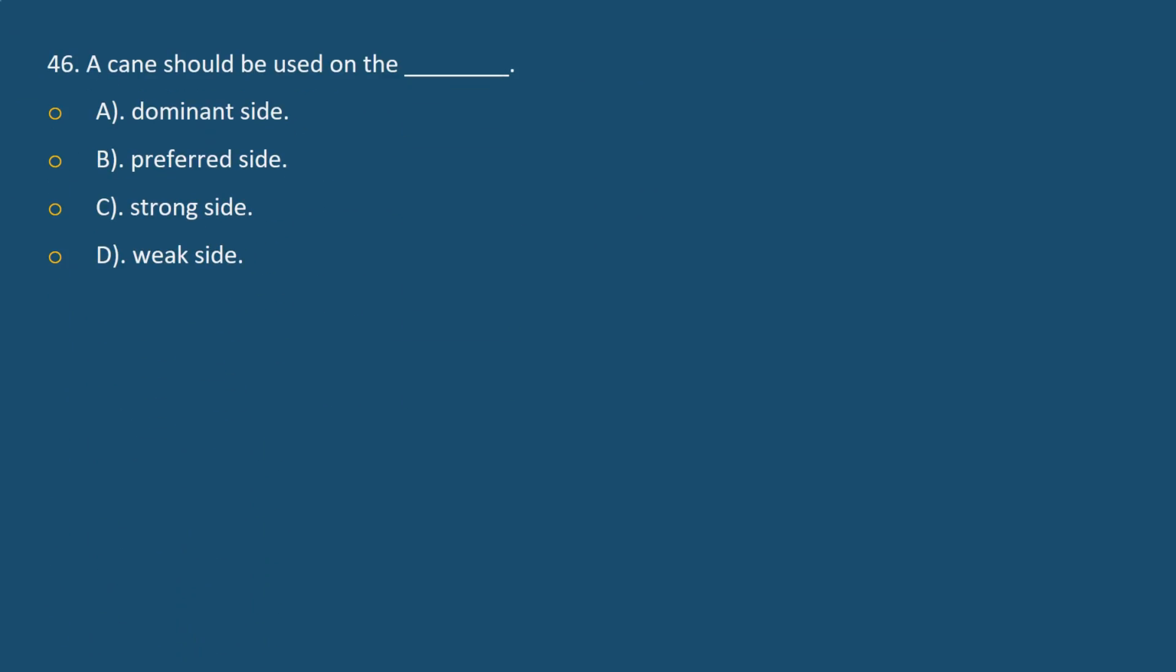Question 46. A cane should be used on the A. Dominant side, B. Preferred side, C. Strong side, D. Weak side.